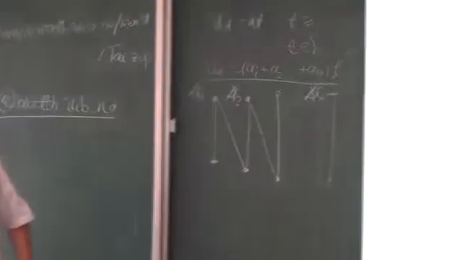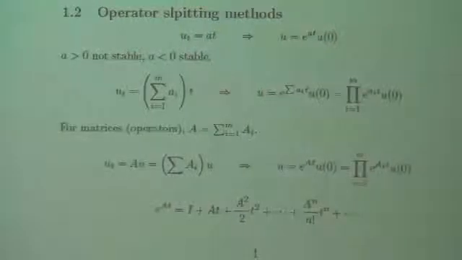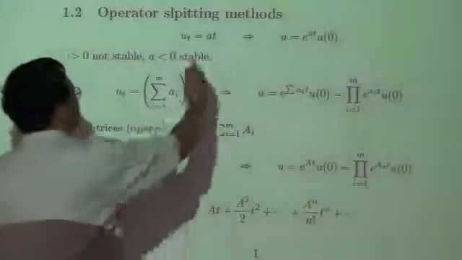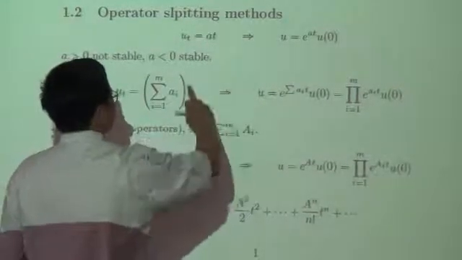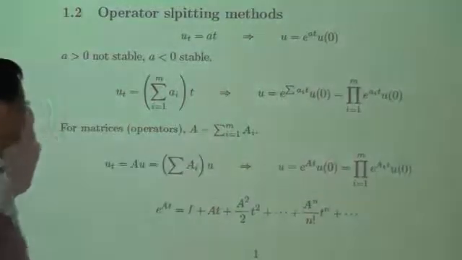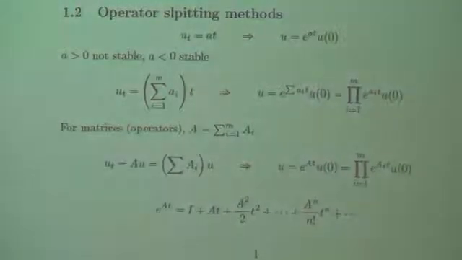Also, the first equation should be u_t equals A u, not A t. Yeah, that's right. That's the typo. So here should be A u. Yeah, here should be A u. Also here should be A u. Thank you. That's a typo.